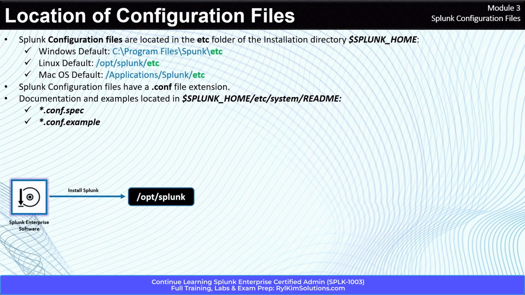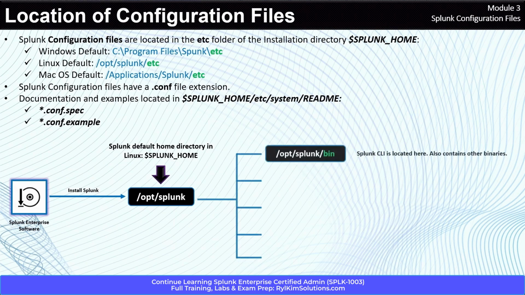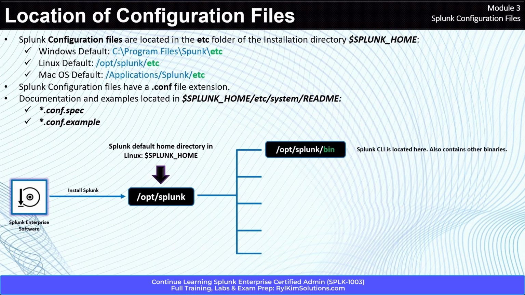Now, let's take the case of a Linux installation. So your Splunk Enterprise is installed on Linux. It means that your Splunk home by default is /opt/splunk if you don't change it. That is what is going to be assigned to your Splunk home. So you say your Splunk default home in Linux is /opt/splunk. Now you go to your breakdown from there.